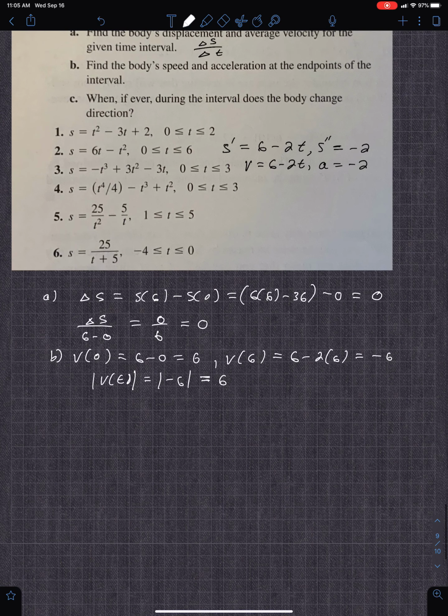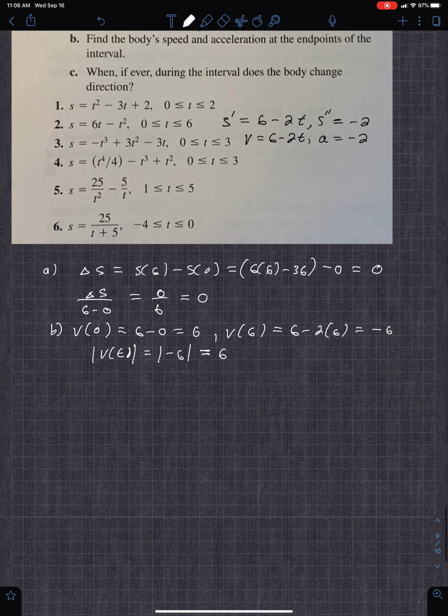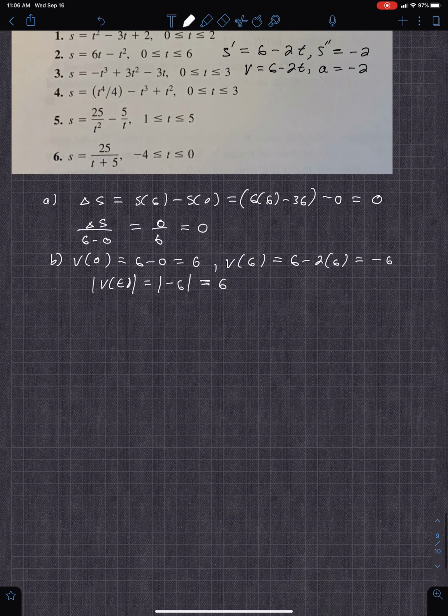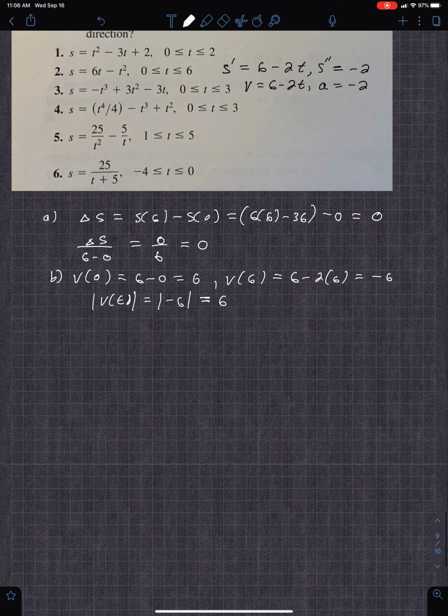And then let's see. When, if ever, during the interval does the body change direction? That's really something we're going to get to much more carefully later. But if you graph this thing, this is the sort of stuff we're going to start analyzing. So for C, you're looking at S is 6t minus t squared. That can be factored. t times 6 minus t.